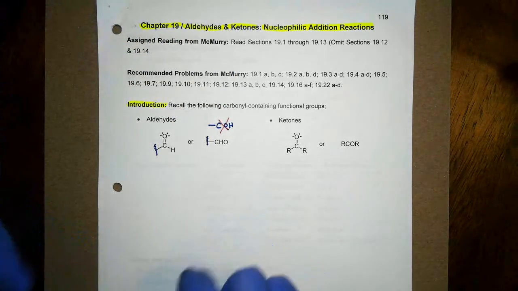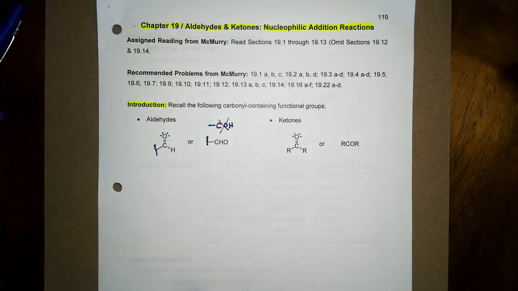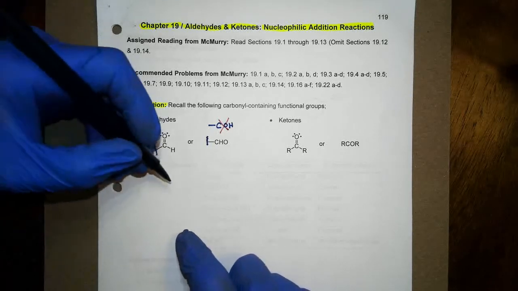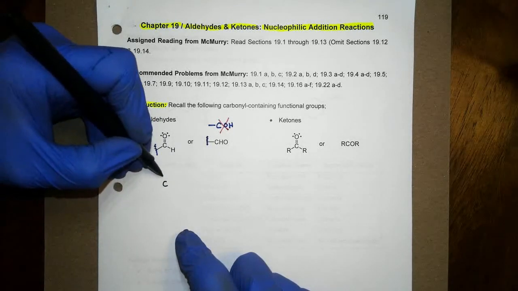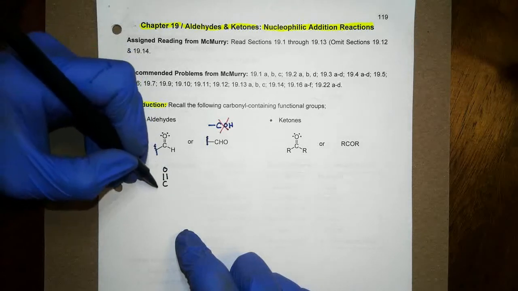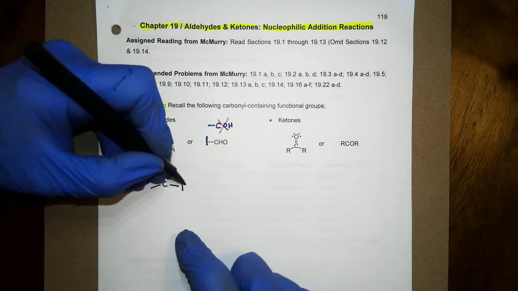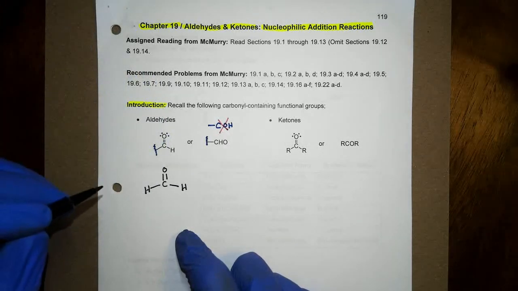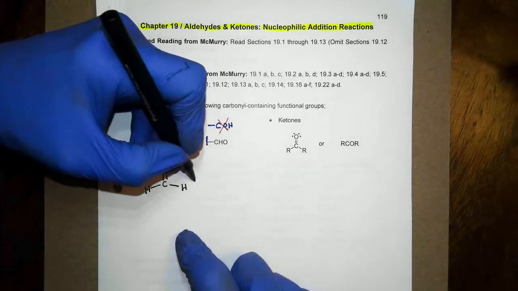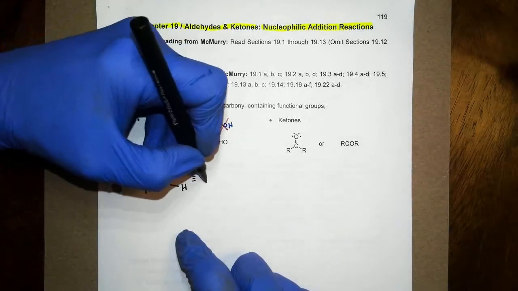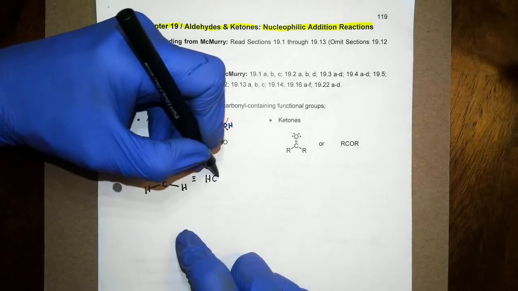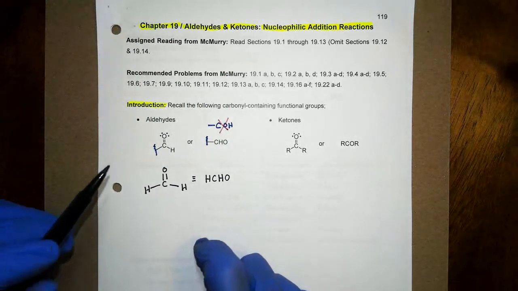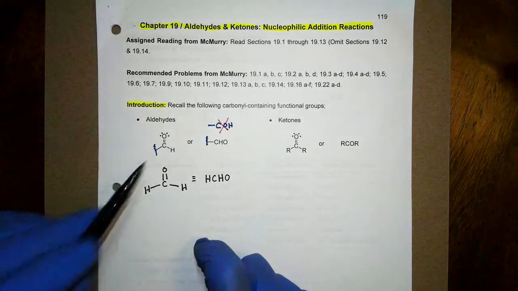So what would be the simplest aldehyde possible? The simplest aldehyde possible would be one where we have hydrogens on both sides of the carbonyl. And you probably have heard of this aldehyde. It's called formaldehyde. Okay? This is the structure of formaldehyde. It's the simplest aldehyde there is. And if we were to write the abbreviated structure, it would be like this: HCHO. Okay? This is formaldehyde. Most of the aldehydes, though, will have an R group there.